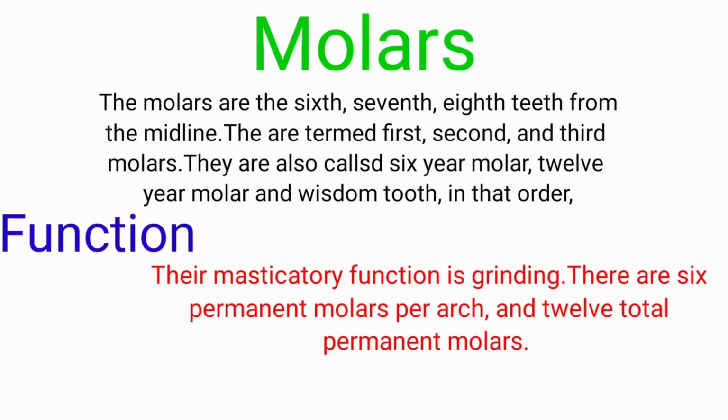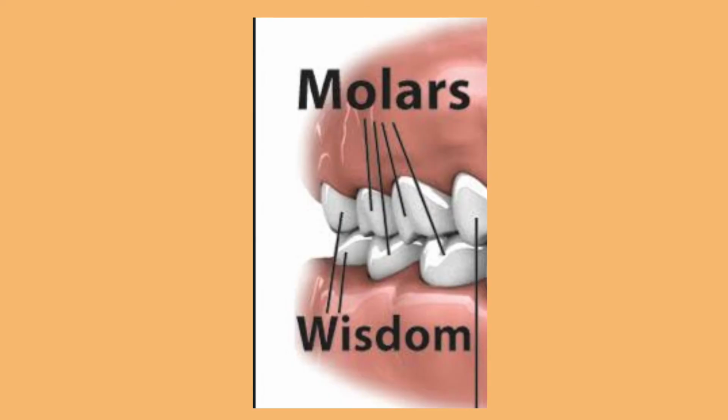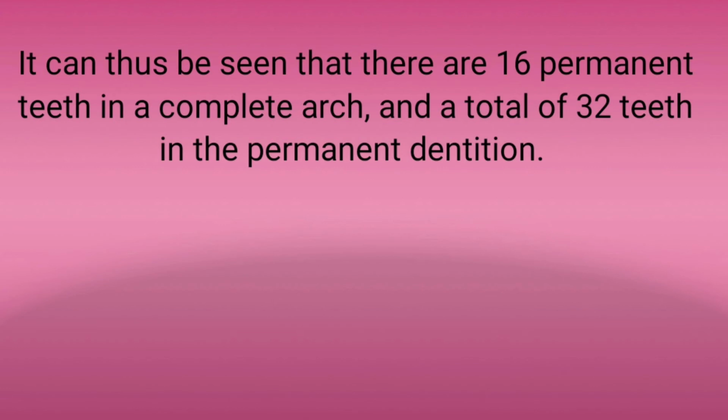Molars. The molars are the 6th, 7th, and 8th teeth from the midline. They are termed 1st, 2nd and 3rd molars. They are also called 6-year molars, 12-year molars and wisdom tooth in that order. Their masticatory function is grinding. There are 6 permanent molars per arch and 12 total permanent molars. Viewers, in this picture you can see the example of molars.